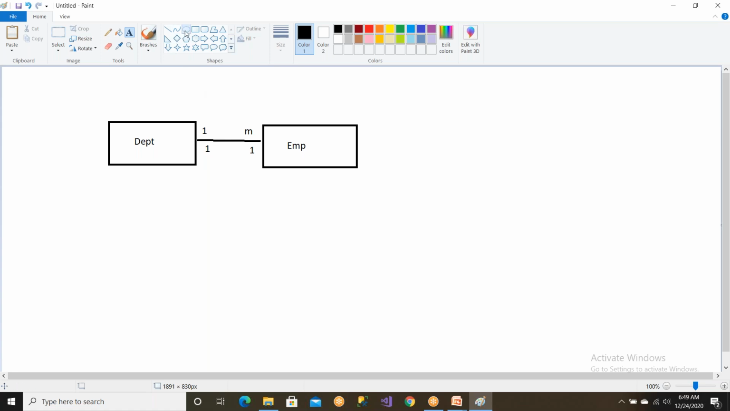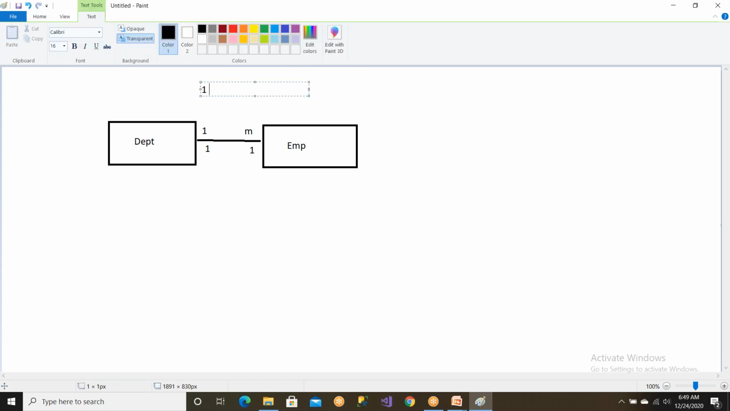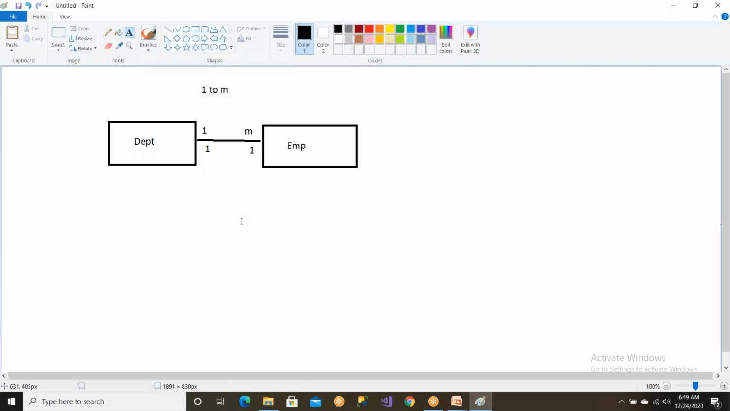So in this case, on this side we have one and one. What is the maximum? One is the maximum, because when you compare one and one and take the maximum value, you get one. And M and one, what is the maximum value? M. So it is called one to M. If you reverse employee and department, it will become many to one. So we have the department ID and the employee.